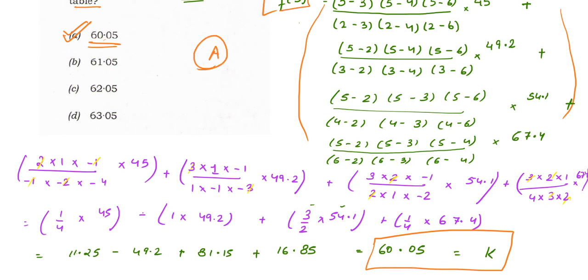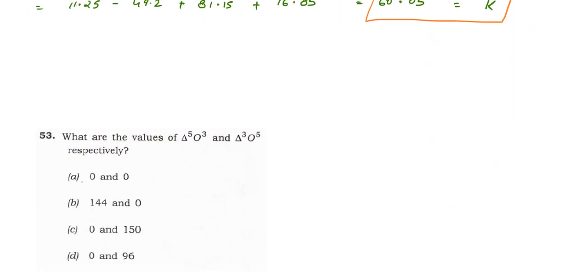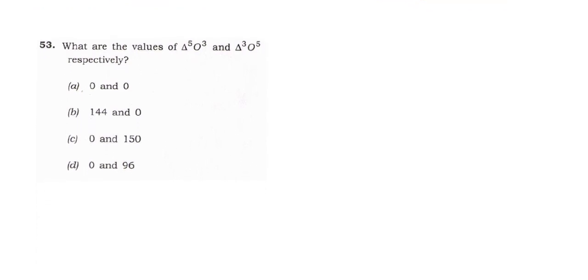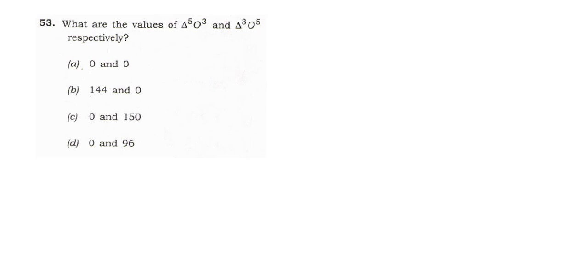Now let us move to the next question. So after 51, we have found 53 to be a very exciting question. So we will continue with question number 53. So 53 here says, what are the values of delta x to the power 5 over 3, which is x cube, and delta cube x to the power 5, which is again x to the power 5, respectively. So here we have two values, and we need to find the values of these two and check which is higher and which is lower. Let us check and find the values of these two.